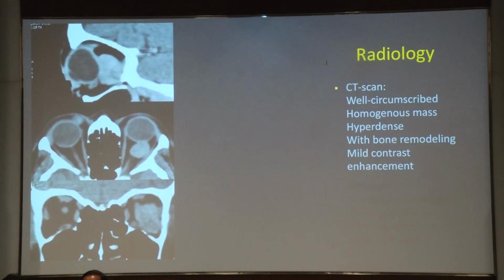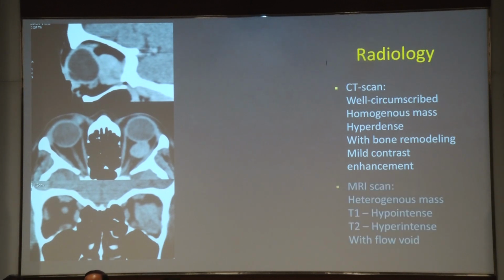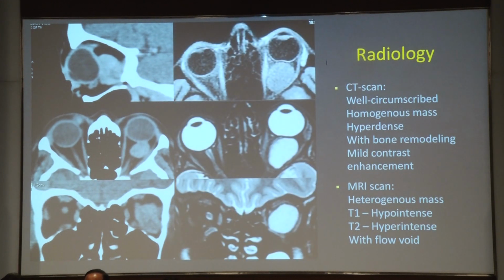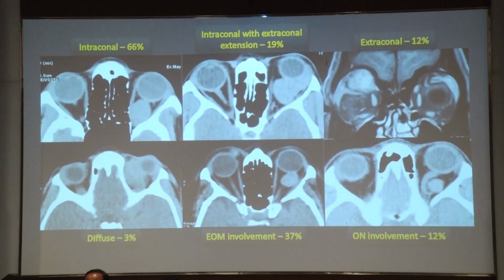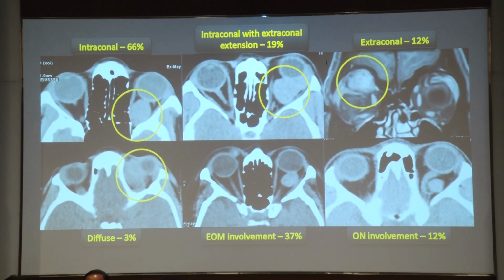Radiologically, on CT scan, we saw that the tumor was well circumscribed, hyperdense, with bony remodeling due to the chronicity, with mild contrast enhancement. MRI showed a heterogeneous mass, hypointense and hyperintense. What's most important was the flow void. That is diagnostic. The mass was intraconal in 66%, which was commonest, but we also saw extraconal extension, extraconal mass overall, diffuse presentation, and very rare involvement of the muscle and the optic nerve too.